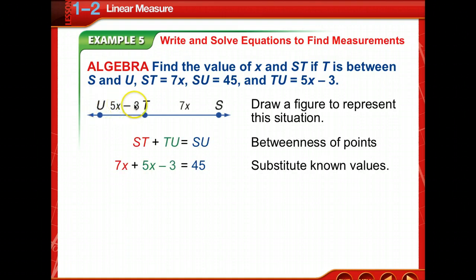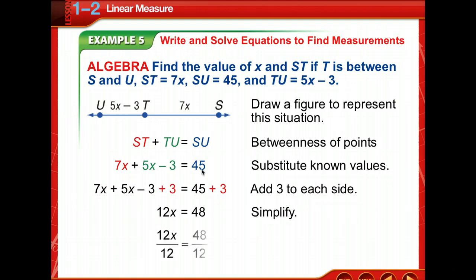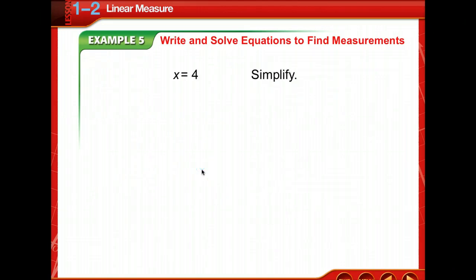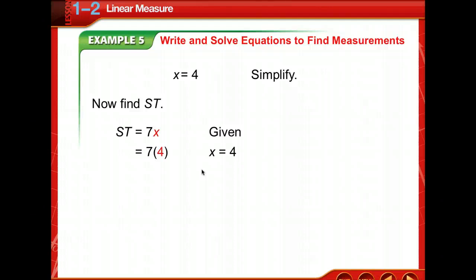So we know that 5x minus 3 plus 7x is going to equal 45 because of betweenness of points. Solve for x, and we get 4. But we're not done. We were also asked to find what ST was. We're told ST is equal to 7x. Well, if x is 4, we simply multiply. So we know that x is 4 and ST is 28.